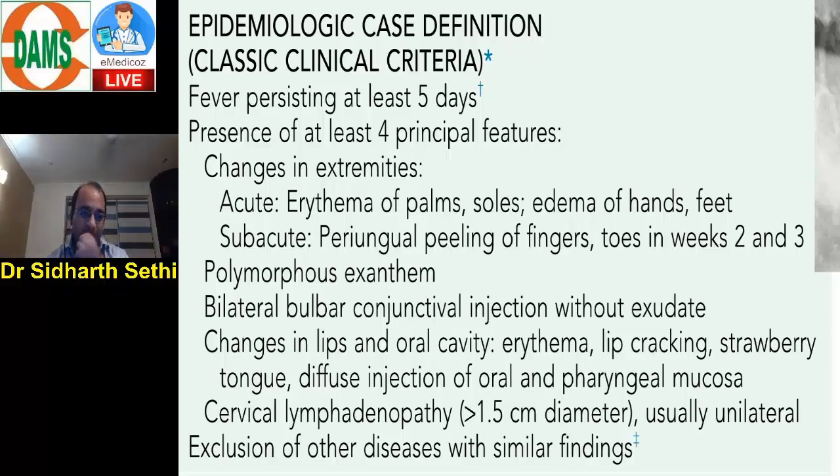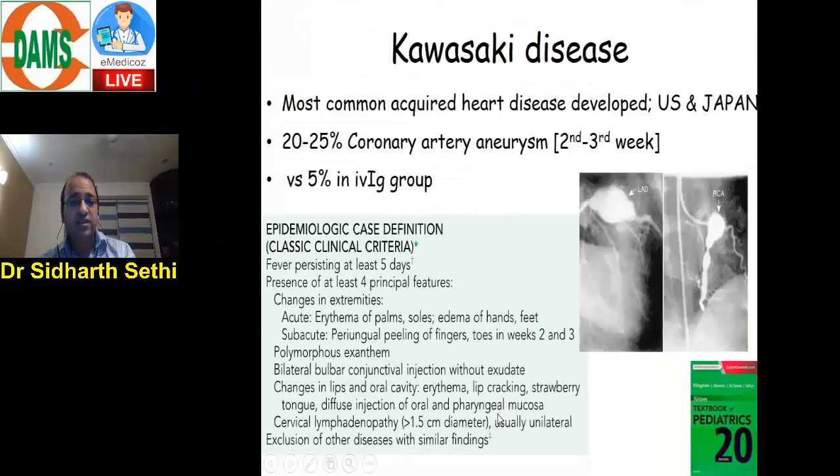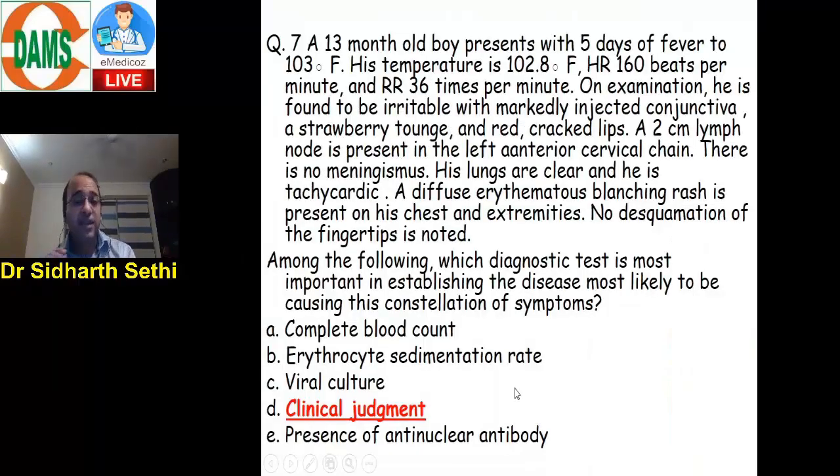Now remember, the case definition is fever for at least 5 days and any 4 of these 5: changes in the extremities, edema of the palms and soles, edema of hands and feet, peeling of the fingers and toes; a rash; conjunctival inflammation; strawberry tongue; unilateral cervical lymph node. So that's the classic of Kawasaki disease. It's a clinical diagnosis and we have to give IVIG early, within the acute phase, 2 gram per kg.